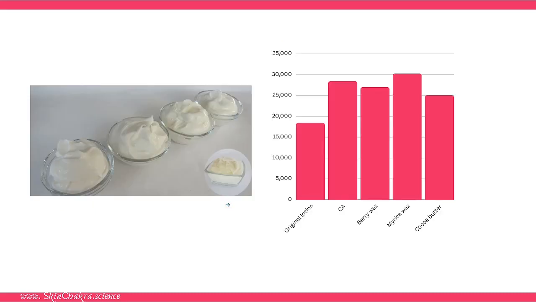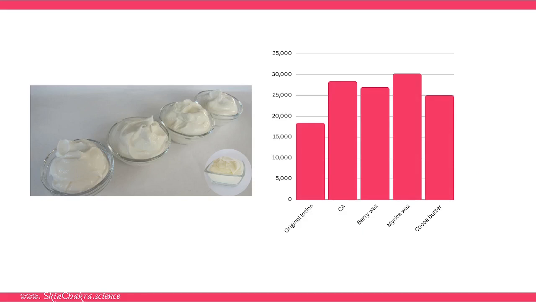Other common viscosity modifiers with a huge impact on the viscosity and stability of the emulsion are fatty alcohols, for example, fatty acids. We have here cetyl alcohol. I haven't used any fatty acid here, but fatty acids usually can increase the viscosity. Stearic acid, myristic acid, palmitic acid, they can increase the viscosity. The longer chain fatty acids or the waxes that are solid at room temperature, they can increase the viscosity.